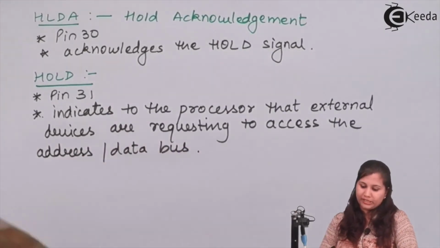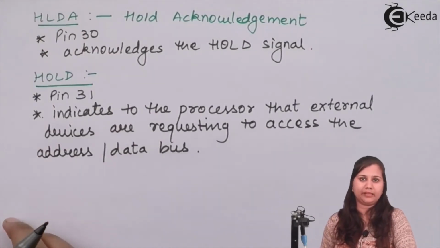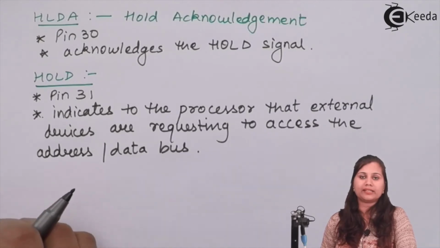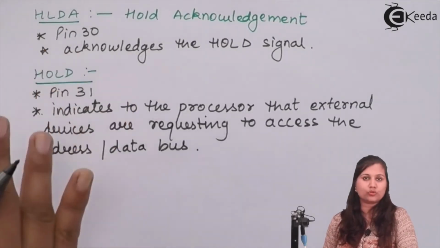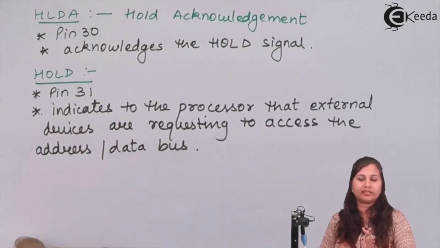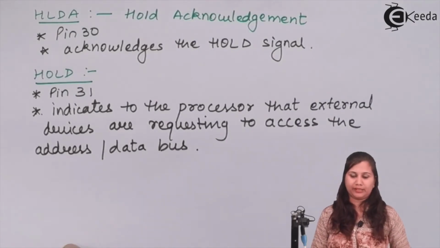Okay, so we can say that these two signals are for the hold signals like DMA execution. DMA is the direct memory access controller. We will study these two signals in detail when we study the interfacing of DMA with the 8086 microprocessor.